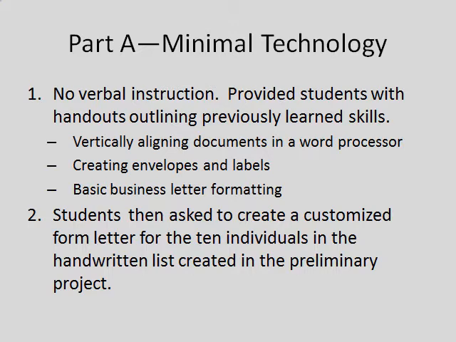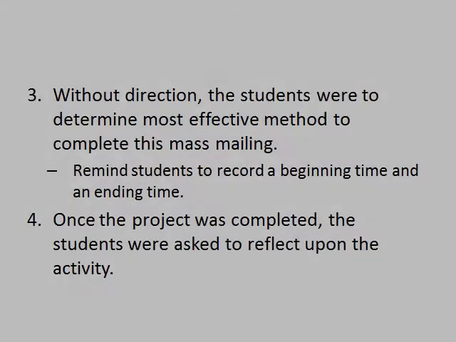Then, by way of a handout with no verbal directions, students were asked to create and customize a form letter, also known as Project A, for the 10 individuals on the handwritten list created in the preliminary activity. Independently, each student had to use prior knowledge to determine the most effective way to complete this mass mailing project. Project beginning times and ending times were recorded by each student. Once this project was complete, the students were asked to reflect upon the activity.